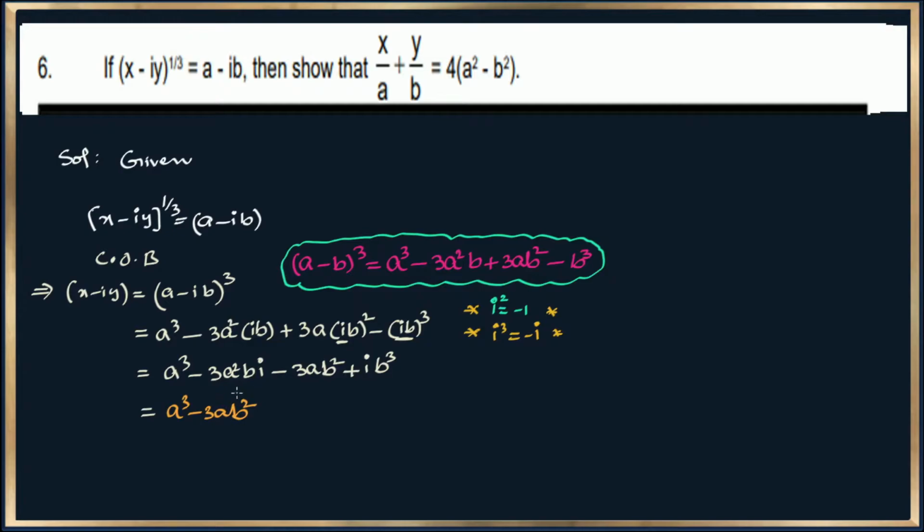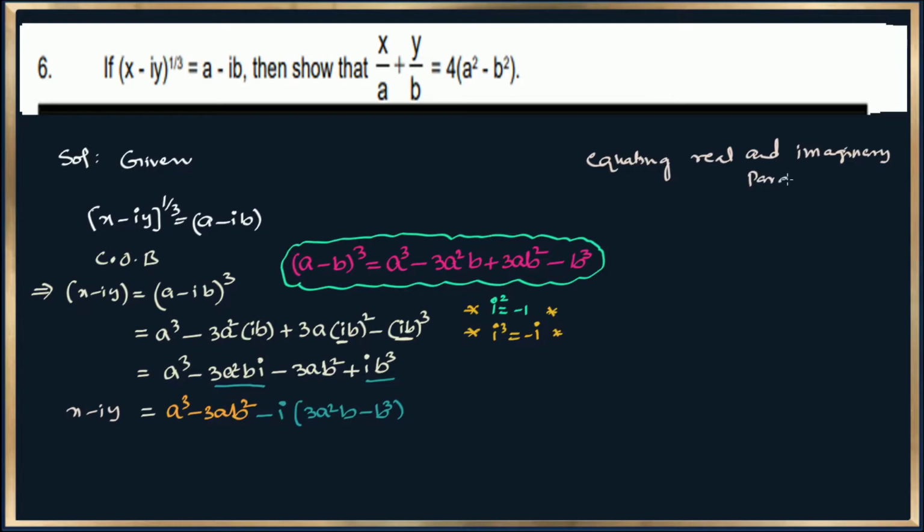Okay, now what are the imaginary terms? That is the terms containing i. So from these two terms, if you take minus i common, what remains? 3a square b. From this one, if you take minus i common, so minus b cube remains. Okay, now compare with x minus iy. Now equating both sides real and imaginary parts.